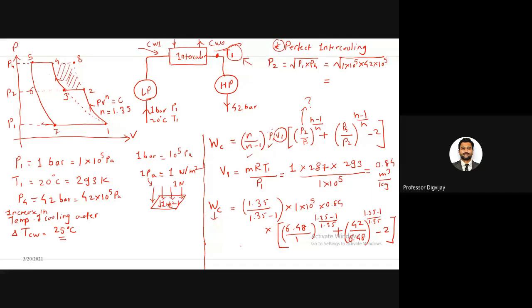Okay, so I have one answer here, 4 into 10 to power 5. So others also please check if it is the same answer. So one answer is here, 4 into 10 to power 5 watts. Okay.